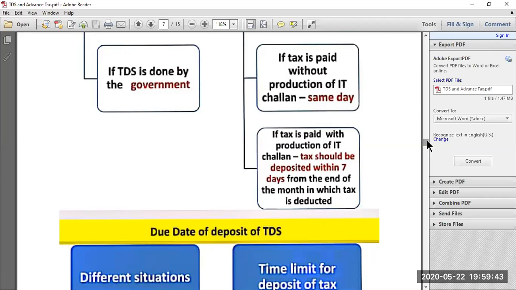That means if I deduct tax today and I am making payment and producing IT challan, after this month gets over, I will get another 7 days after the end of this month to deposit the TDS or remit the amount of money to the government. So this is in the case of TDS deducted by the government.